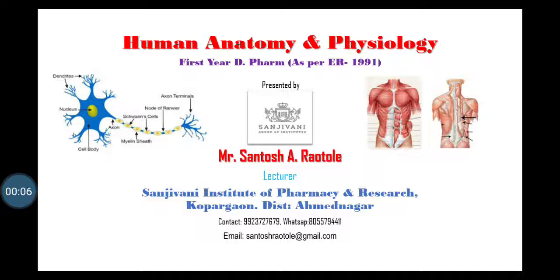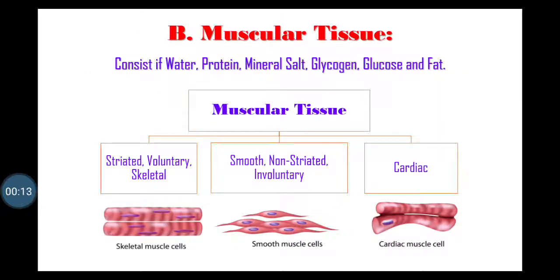In the first presentation, we have learned about the epithelium. Let's start with the muscular tissue. Muscle consists of water, protein, mineral salts, glycogen, glucose and fats. There are three types of tissue: striated voluntary skeletal muscle, smooth non-striated involuntary muscle and cardiac muscle.